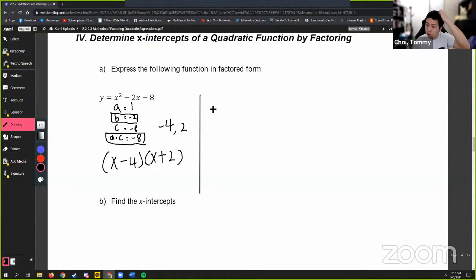Okay? The Australian method is going to be the same, with A, B, C, and A times C. So the numbers are still -4 and 2. If you did the Australian method, you should be writing (x - 4)(x + 2) divided by 1. But if you divide by 1, you just get your brackets.